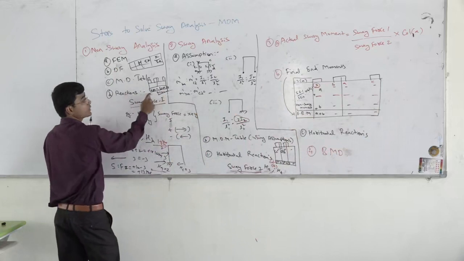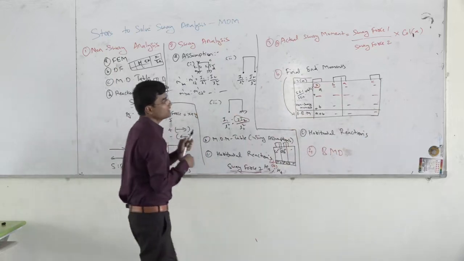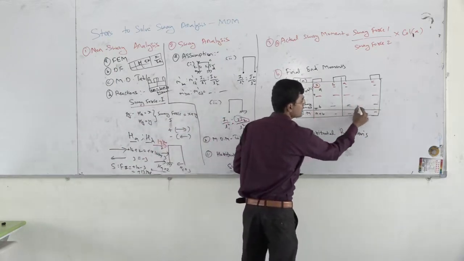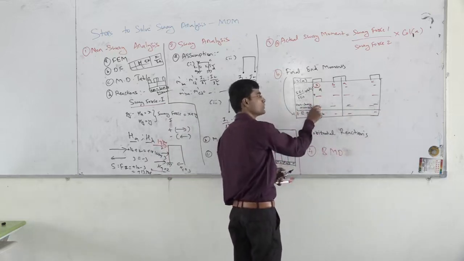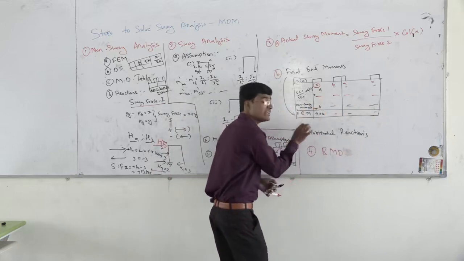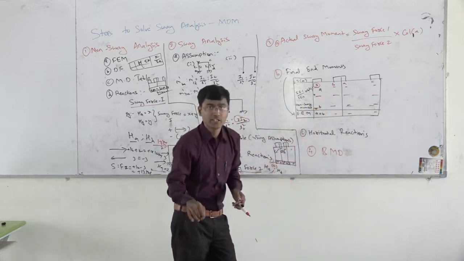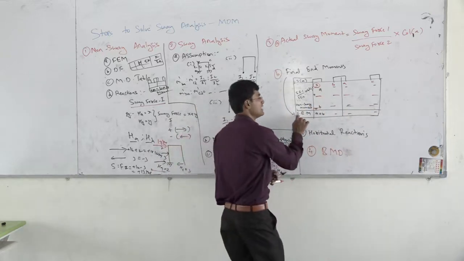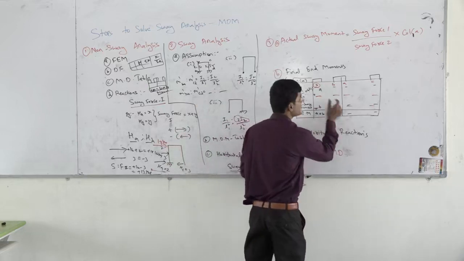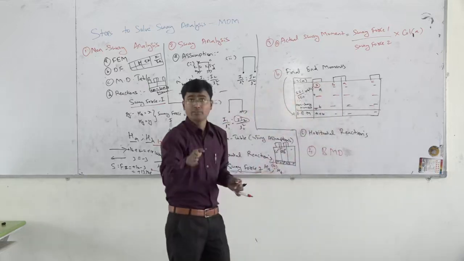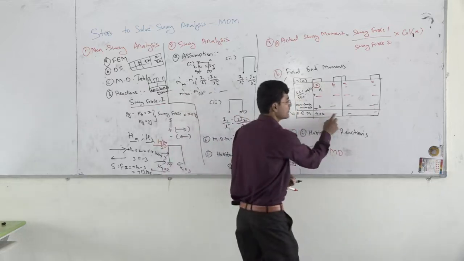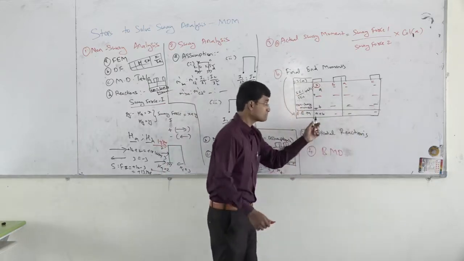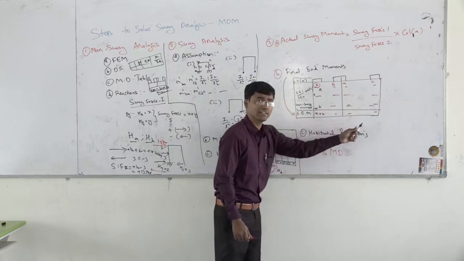If you see the non-sway, these are my non-sway moment values. These values you can write here. So with the non-sway moment values written, you have to just add these two values, A and B, as I have done. So these are my final end moment values. Once we have the final end moment values for each and every member, A B, B C, C D, and all the members, we have our final fixed end moments. Then you have to just add this moment. So these are my final fixed end moments.